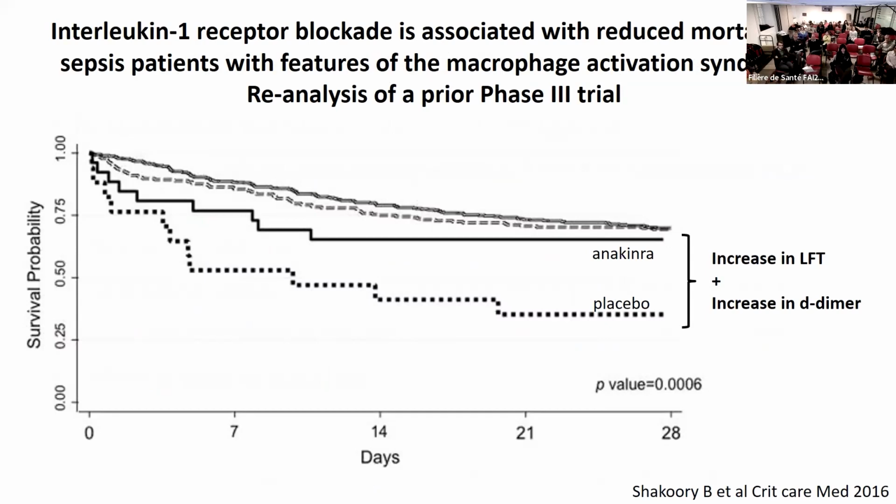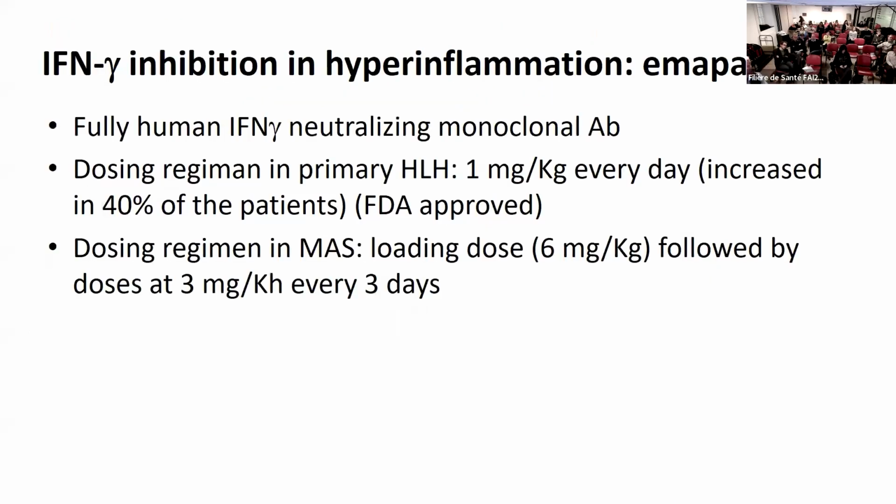10 years later, somebody realized there might have been patients with hyperinflammatory sepsis in those, and they were identified by increase in liver function test, ALT, and increase in D-dimer, coagulation, intravascular activation of coagulation. If you take this subgroup, then the difference is very obvious. Okay, the survival is increased by almost 100%. So this is very important.